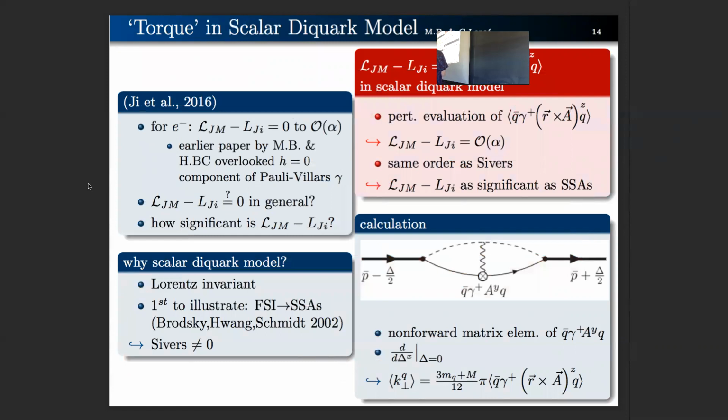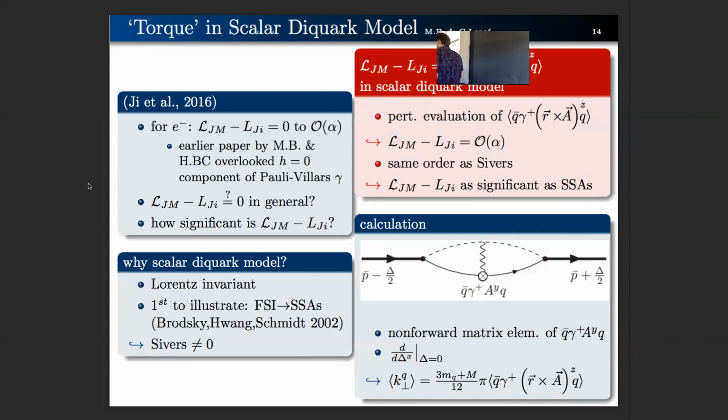A couple of years ago, we did a calculation for an electron, and the result that we presented was that for an electron, you get a difference between these two orbital angular momenta. Actually, that calculation was incomplete. We forgot a term. G and collaborators did the complete calculation.